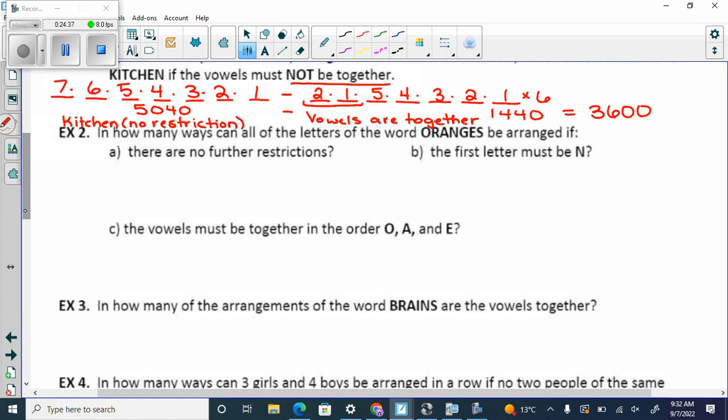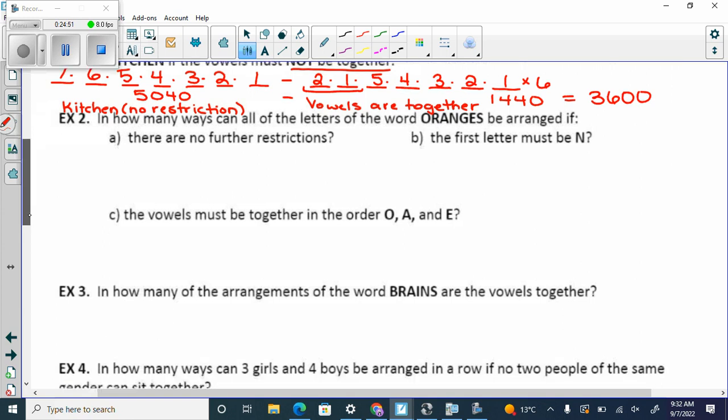O-R-A-N-G-E-S. 7 letters again. There are no further restrictions. The first letter must be an N. The vowels must be together, O-A-E, and in that order, specifically. And then example 3: in how many arrangements of the word brains are the vowels together?